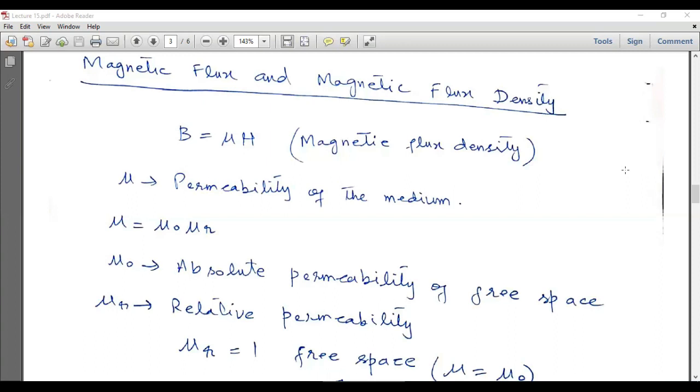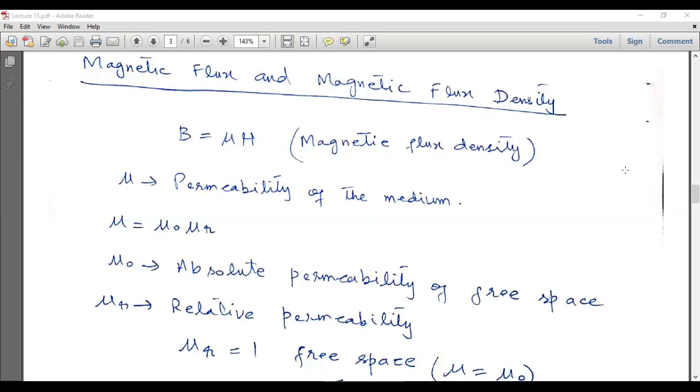In electrostatics we had D equal to epsilon E. So D was electric flux density, E was electric field intensity, and epsilon was permittivity. Here we have a similar relation, B equal to mu H, where B is magnetic flux density, H is magnetic field intensity, and mu is the permeability.